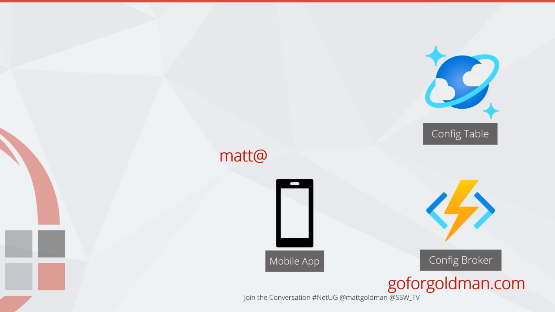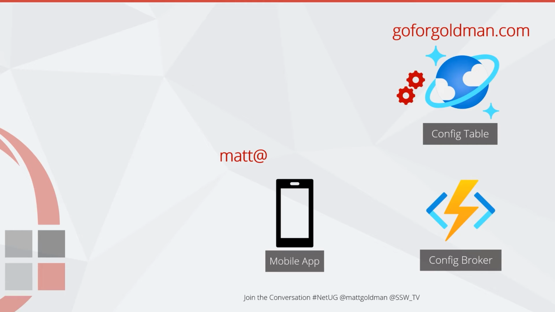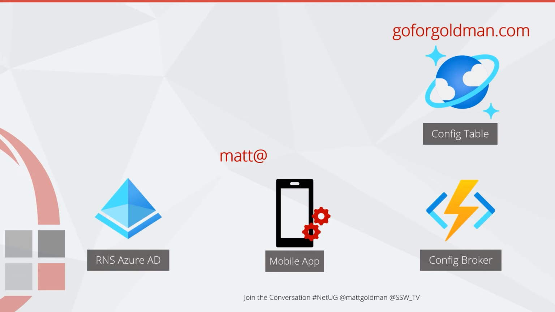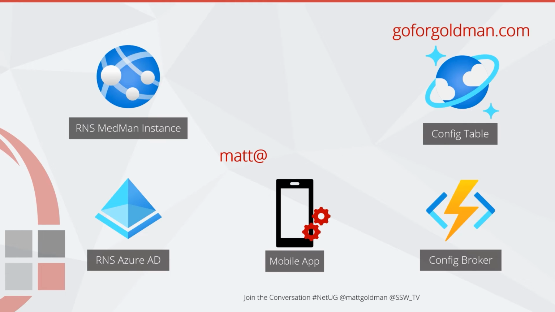That config broker looks up that SMTP domain in a table. In this case, it's Cosmos DB. It's a config table that hosts the configuration for that tenant where goforgoldman.com has their tenant running. Gets the config, sends it back, sends it to the mobile app. Perfect. The mobile app now knows what its identity provider is and what its backend is.